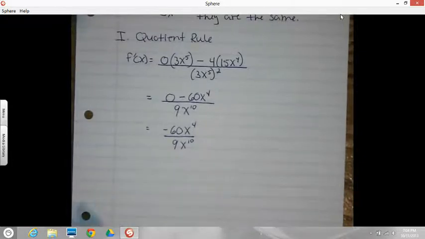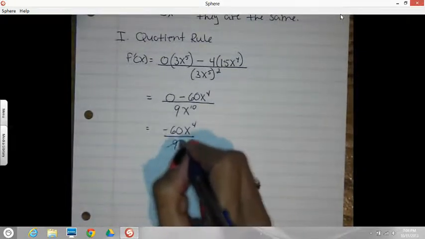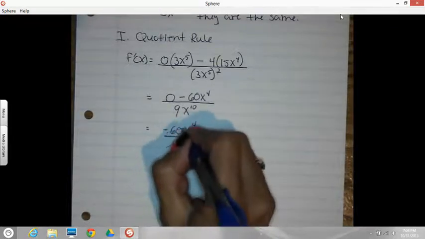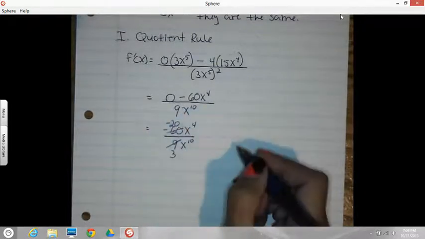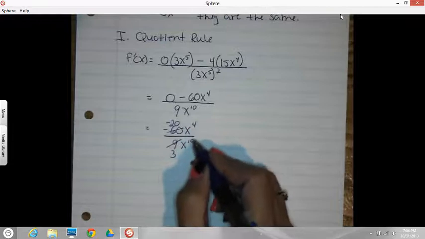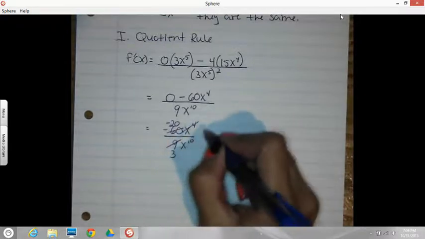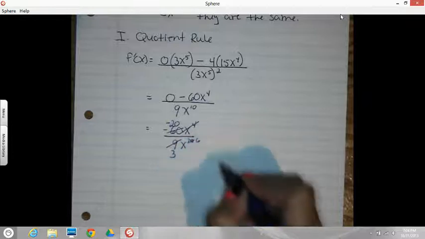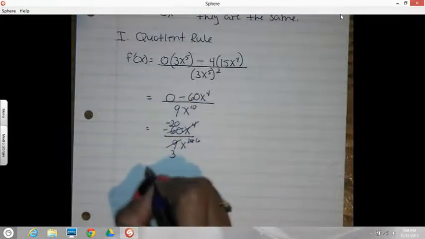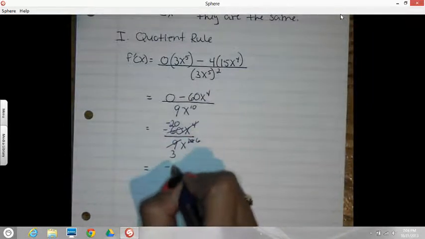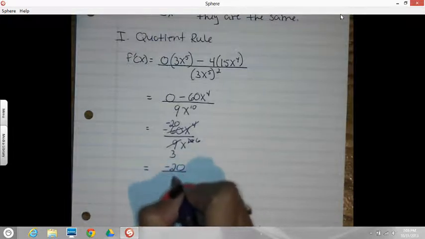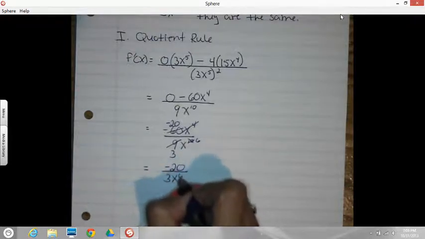Simplifying, we've got 60 and 9. So 3 goes into there 3 times. 3 goes into there, negative 20. 4 x's there, 10 of them there. These are all gone. I have 6 of those left. So I've got a final answer of negative 20 over 3x to the 6th.